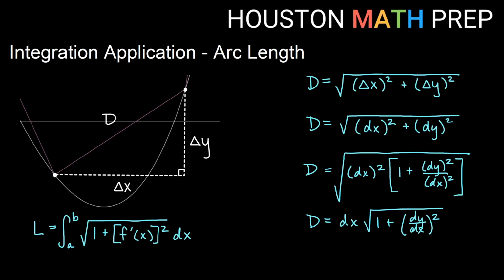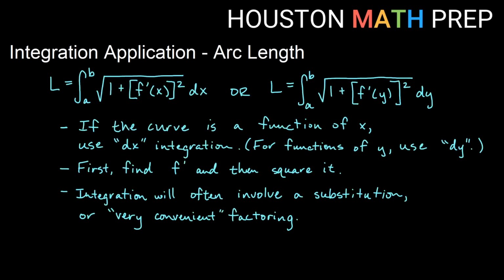From some x value a to x value b, we get the square root of 1 plus f prime of x squared. Notice that the square only applies to the f prime. So what we would do first is we would find the derivative of f of x. We would then square it, add 1 to it, square root it, and then we would integrate it from a to b, assuming that we can do that.